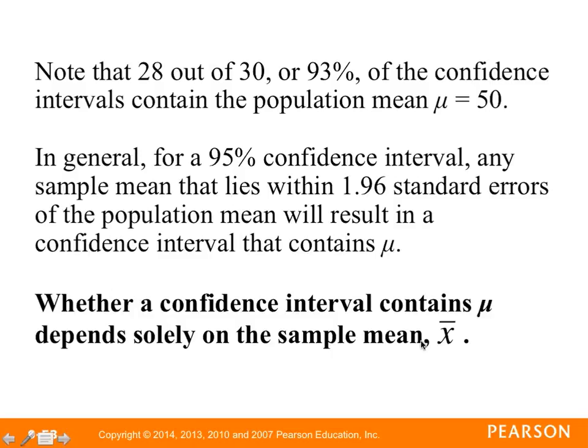And basically, whether a confidence interval contains our actual population mean depends solely on the sample mean. So if you get a really weird sample, yeah, you're going to end up with a confidence interval that does not actually contain your mean.